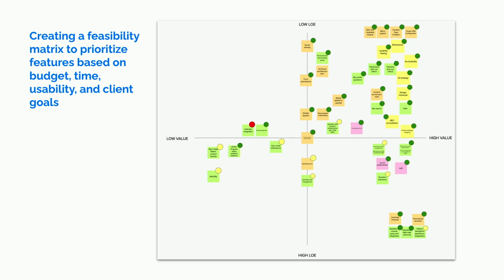The idea here is to understand not only feasibility from a level of effort standpoint and budgetary standpoint, but also for people like us designers who really want user input that we want to bring to the table. So it allows us to create a feasibility matrix based off of all those different players we have and all the different clients we're working with.